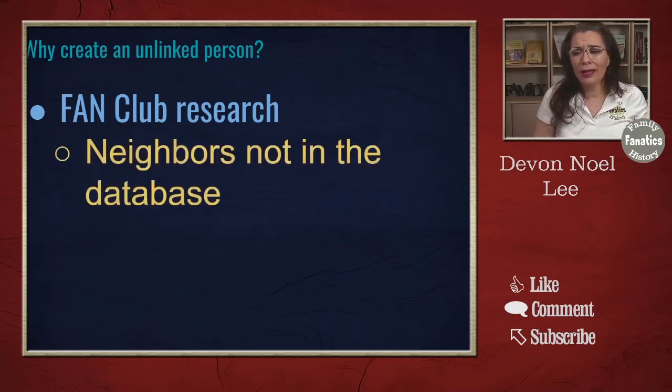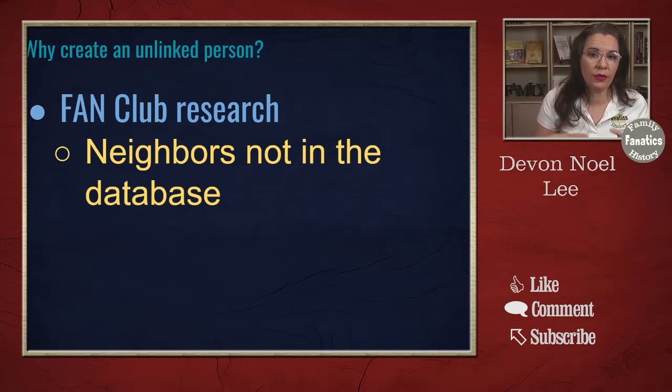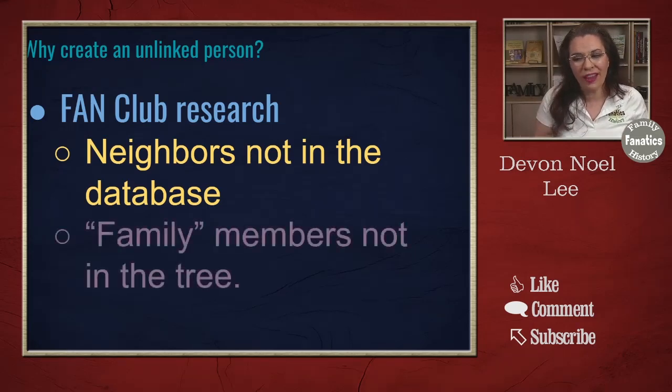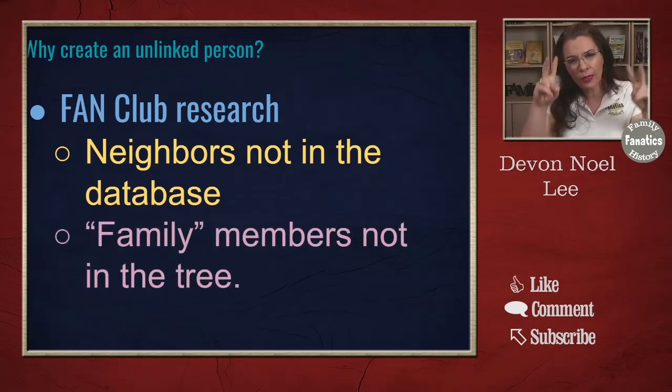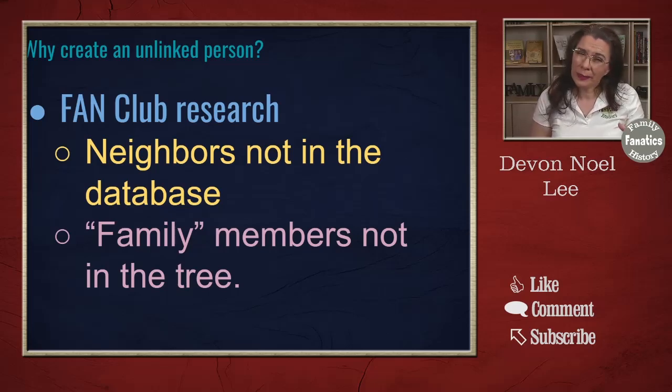The other thing that you are going to come across is neighbors. Tracking your neighbors, they may not be in the tree yet. And when you're trying to research in a specific location, adding those neighbors in can help you process information and link those documents together. And the final thing that I thought of is family members who aren't family, really, and they're not in the tree.